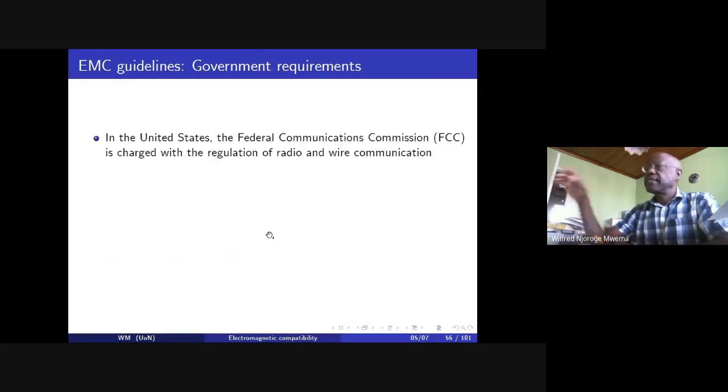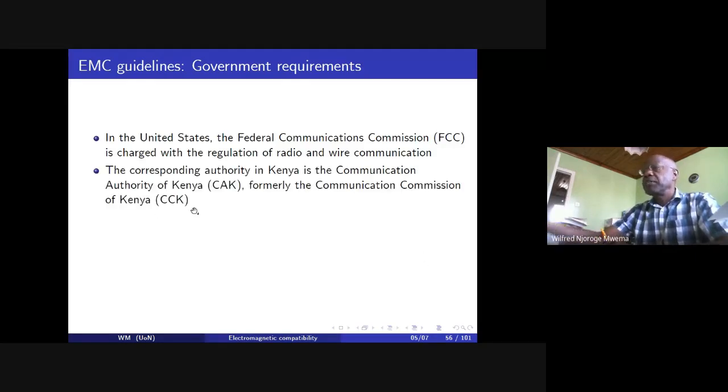In the United States, the Federal Communications Commission, or the FCC, is the one charged with the regulation of radio and wire communication, and the corresponding authority in Kenya, so that we can put ourselves in a correct place, is what we call the Communication Authority of Kenya, or the CAK, and formerly it was called the Communication Commission of Kenya. This is unfortunate, because we also have another organization in Kenya with the same initials, that is the Consumer Association of Kenya, or something like that.